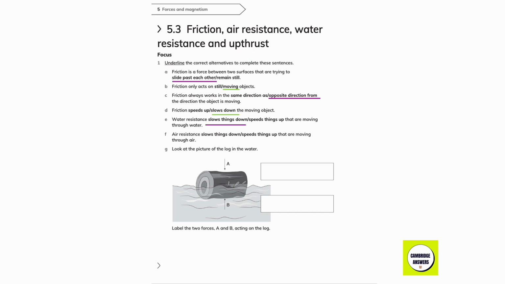Water resistance slows things down that are moving through water. Air resistance slows things down for things that are moving through air. Look at the picture of the log in the water. Label the two forces A and B acting on the log. Gravity, upthrust.